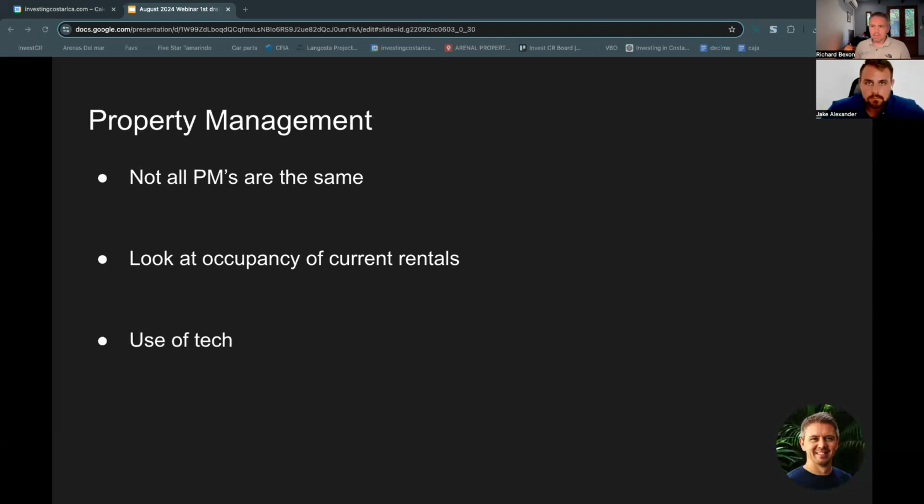But there's a bunch of different factors here as well. We're also looking at the tech they're using. Some are a little bit more old school and aren't using up-to-date property management systems with channel managers, with maybe integrated locks into those property management systems.